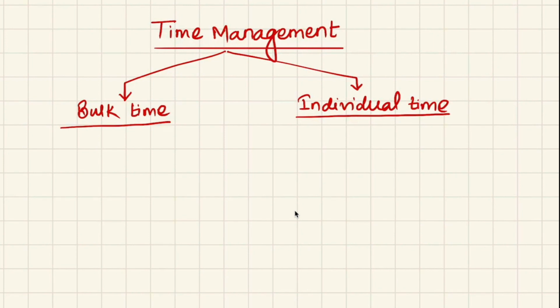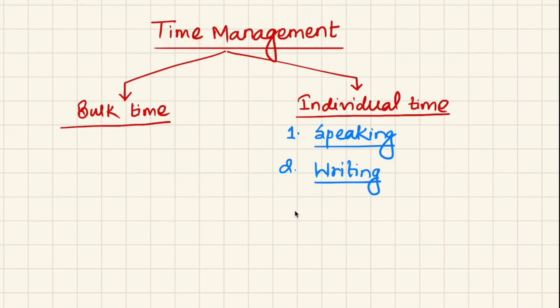And the questions where you get time for individual types of questions are, first one is speaking, and the second one is writing. In speaking and writing, you get time allocated for each question separately. That means when you finish one question, the system prompts you to go to the next question and you do not need to think about how much time to spend on one question. So time management is not important.